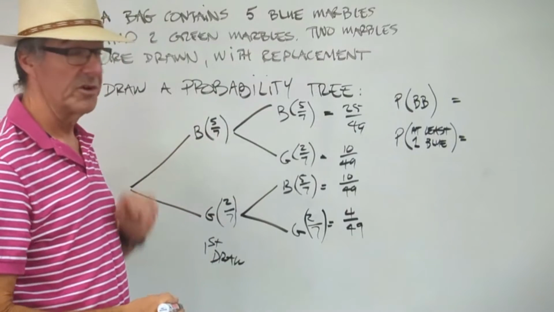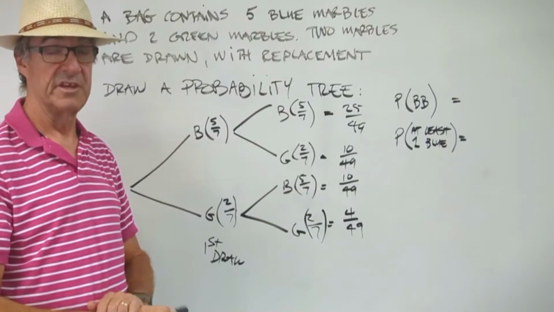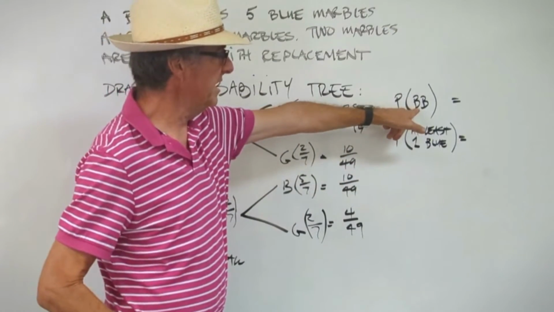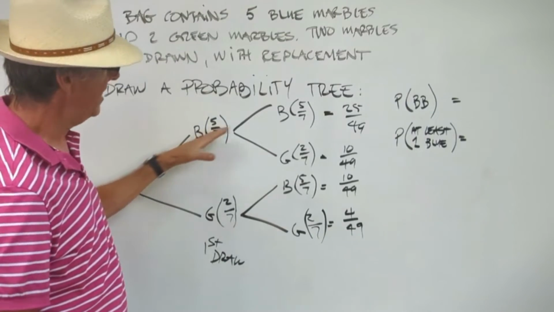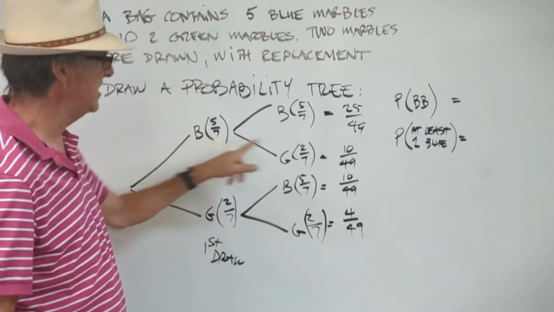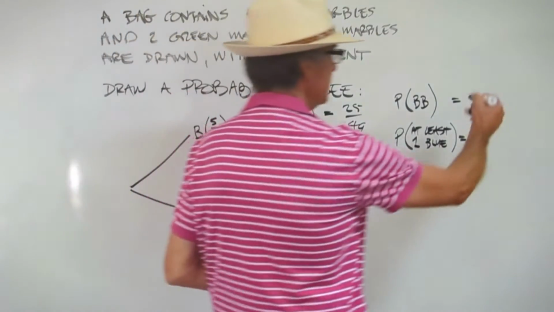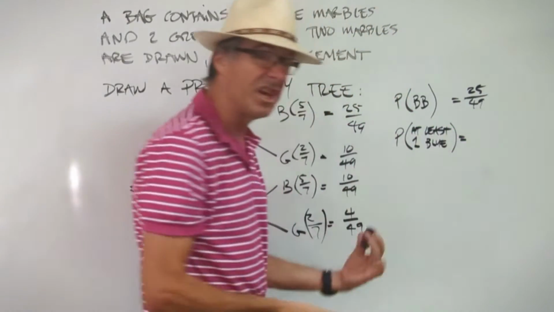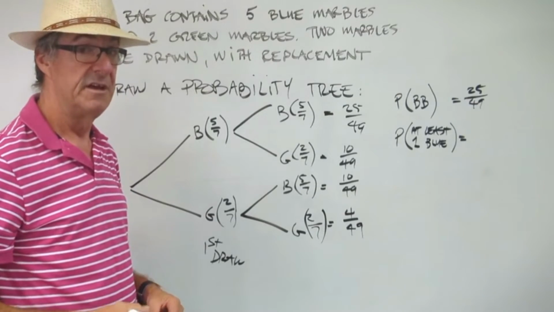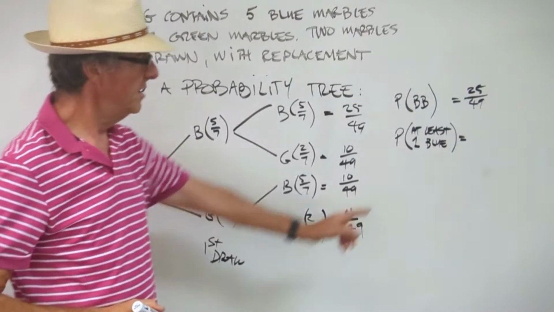All right, now let's use our tree to calculate some probabilities. Now the first one, what's the probability of getting a blue and a blue? We've done this before. It's just multiply the 2 blue branches, so that's 5/7 times 5/7. So we know that one. That's 25 out of 49. It's just over 50%.